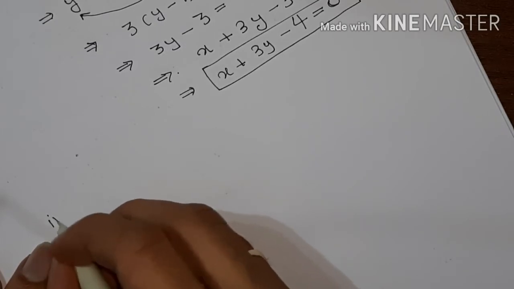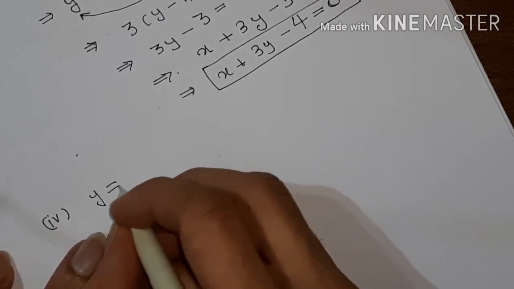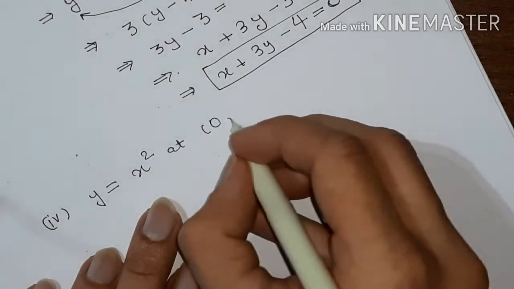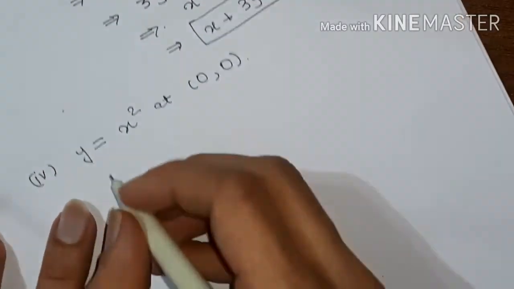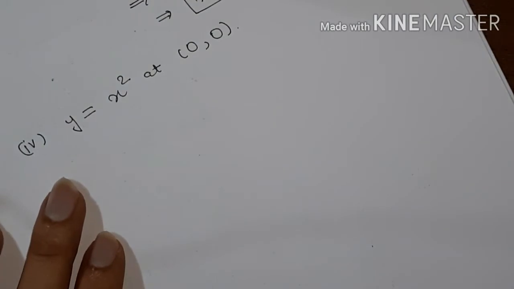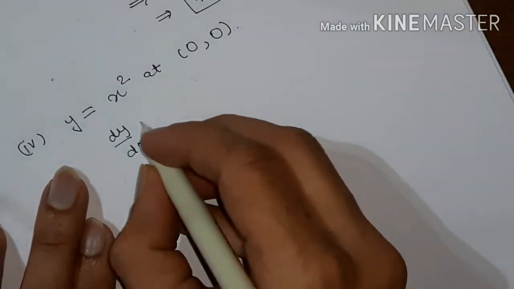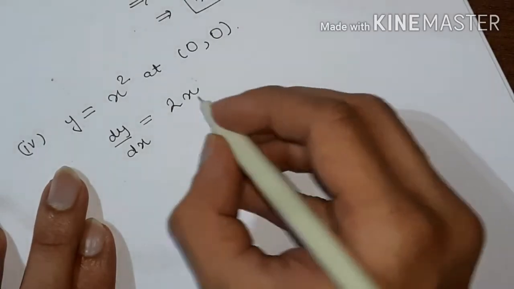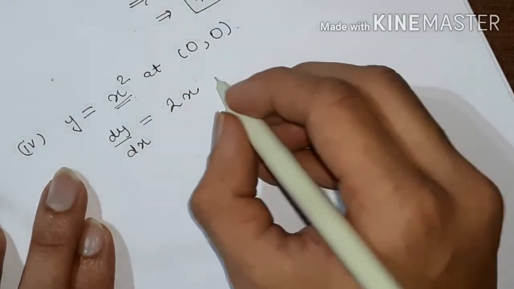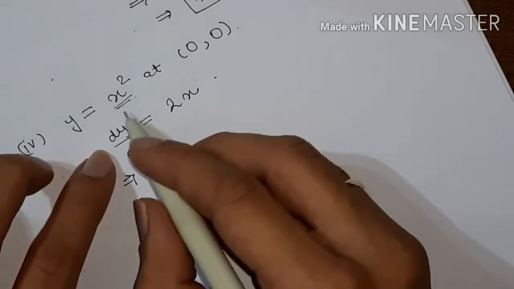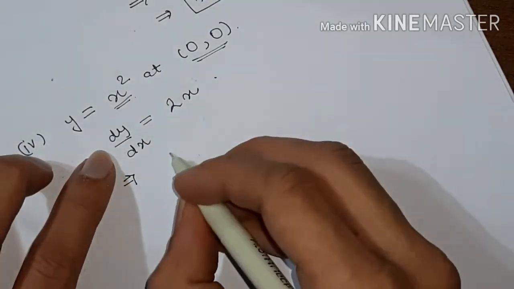Now let us go to the fourth one. So the fourth one is y equal to x square, right, at which point 0 comma 0. Okay, so the same method, what you have to first find dy by dx, which is nothing but 2x. Okay, derivative of x square.